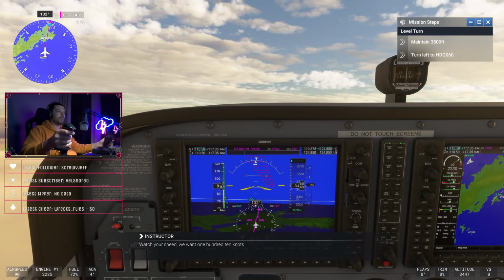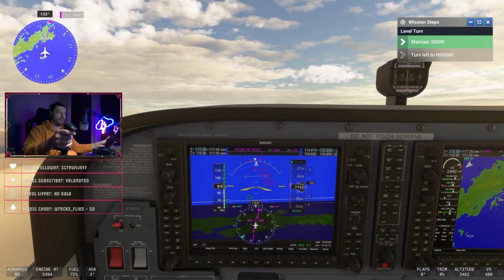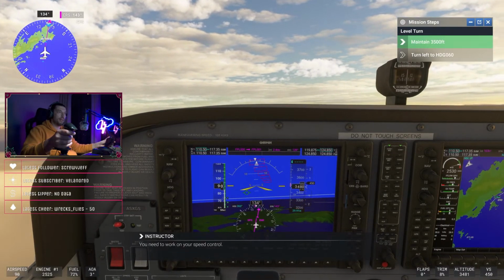Watch your speed. We want 110 knots. 110 knots, alright. You need to work on your speed control.